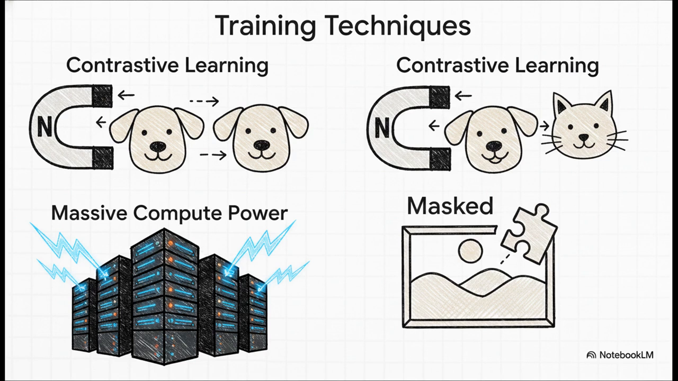Then you use techniques like contrastive learning. This is basically where you train the AI by showing it a picture of a dog with the word dog and pulling those concepts together, while showing it a picture of a cat with the word dog and aggressively pushing them apart. It's how the model learns what things aren't.